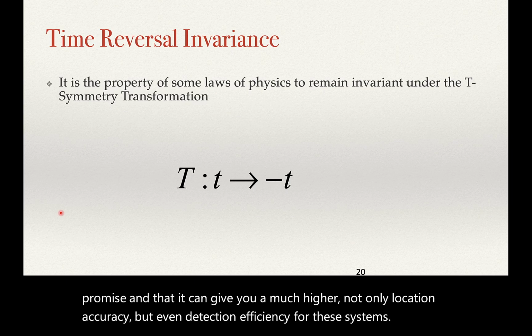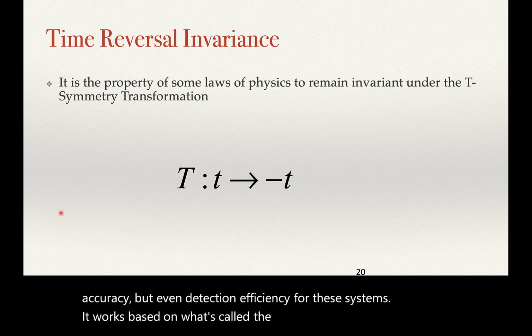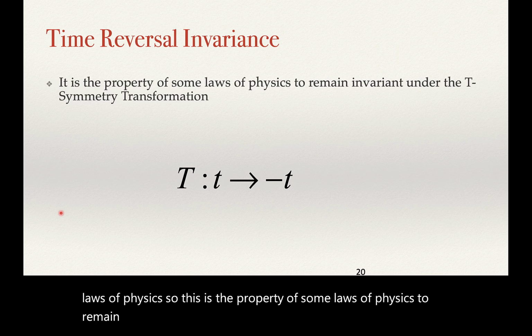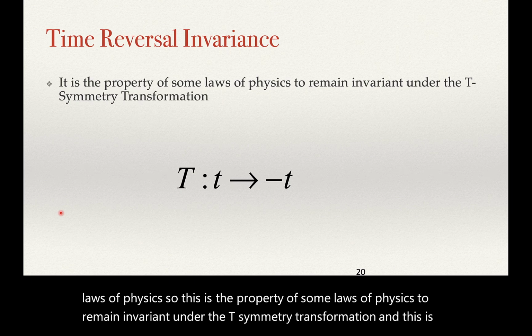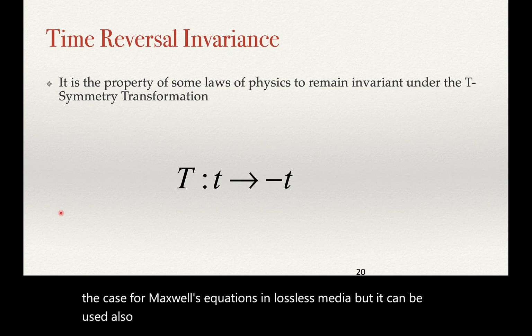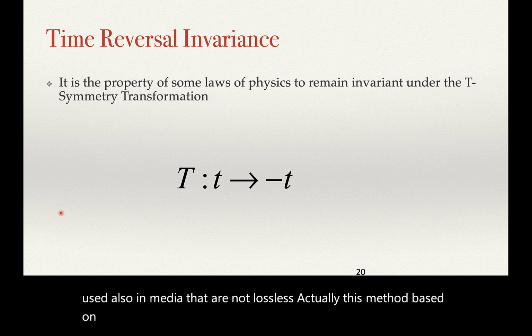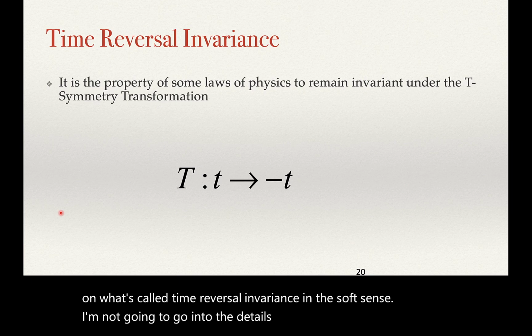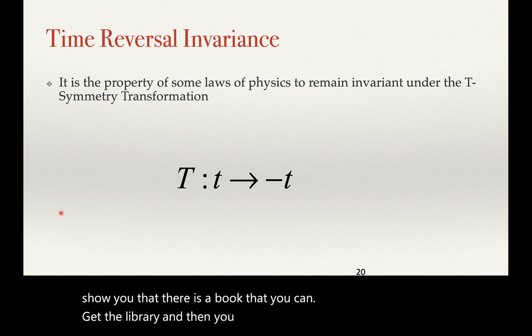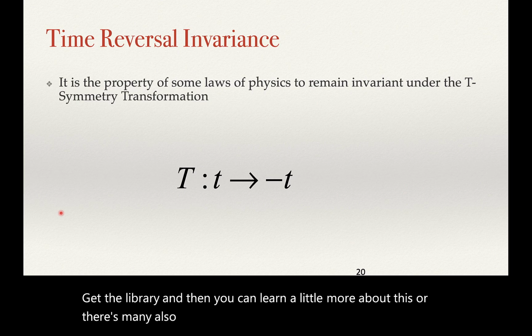It works based on what's called the time reversal invariance of many laws of physics. So this is the property of some laws of physics to remain invariant under the T-symmetry transformation, and this is the case for Maxwell's equations in lossless media, but it can be used also in media that are not lossless. Actually, this method is based on what's called time reversal invariance in the soft sense. I'm not going to go into the details of the theory here, but there is a book that you can get at the library, and then you can learn a little more about this. Or there are many publications actually in the literature nowadays.